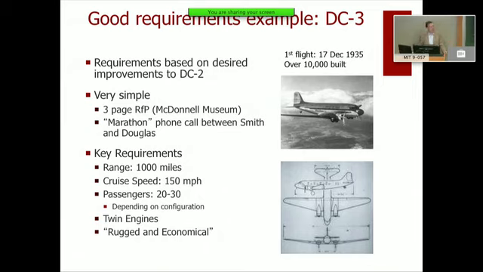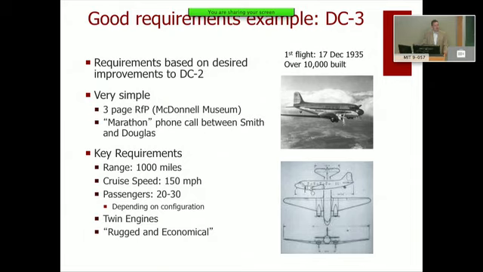Range about 1,000 miles. So this means that you don't have transcontinental range, right? If you want transcontinental range in the US, you need about how many miles? Like Boston to San Diego, Seattle to Miami, 3,000? Yeah, with reserves, 3,000 miles. So this means that if you go transcontinental with the DC-3, you got to refuel twice, basically. But that was okay. Today we probably wouldn't accept that, but that's okay back then.